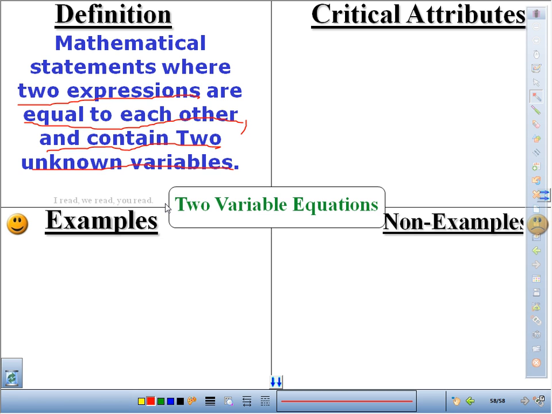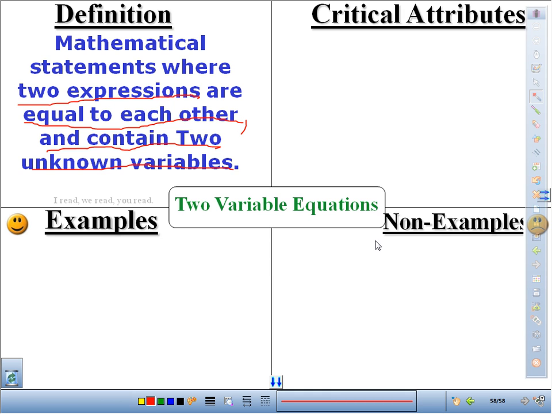Again, two expressions equal to each other and contain two unknown variables.